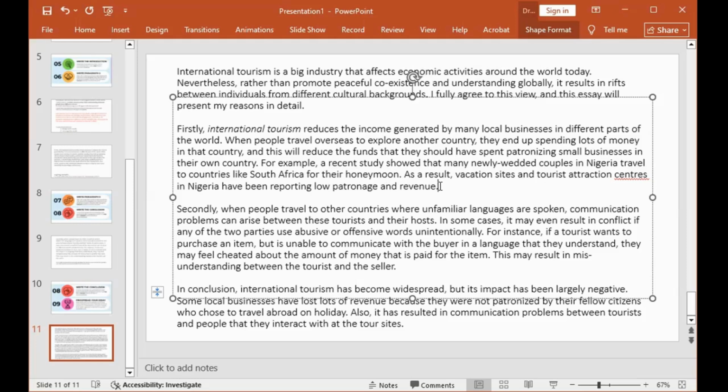That's paragraph 2. I think that's my correction. I've done the correction for that. Paragraph 3 now. Secondly, when people travel to other countries where unfamiliar languages are spoken, communication problems can arise between these tourists and their hosts. In some cases, it may even result in conflict if any of the two parties use abusive or offensive words unintentionally. For instance, if a tourist wants to purchase an item but is unable to communicate with the buyer in a language that they understand, they may feel cheated.